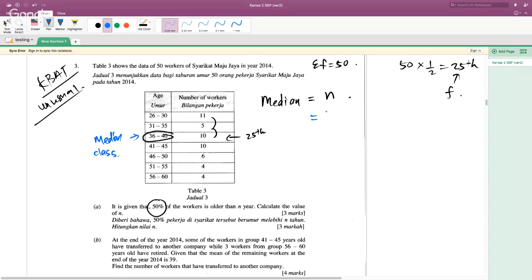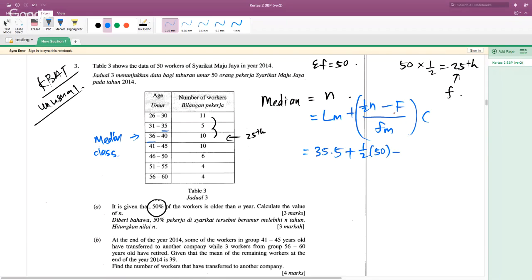The median formula is the lower boundary of the median class plus 1/2 multiplied by total frequency minus cumulative frequency before the median class, over frequency of the median class, multiplied by class size. All right, this is basically the formula. So first, I will need to find my lower boundary. I take 36 plus 35 divided by 2. I know the lower boundary is 35.5. Plus half multiplied by total frequency, which is 50, minus the capital F, the cumulative frequency before the median class. Now this is my median class.